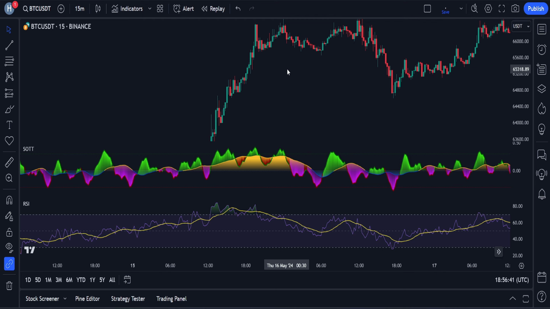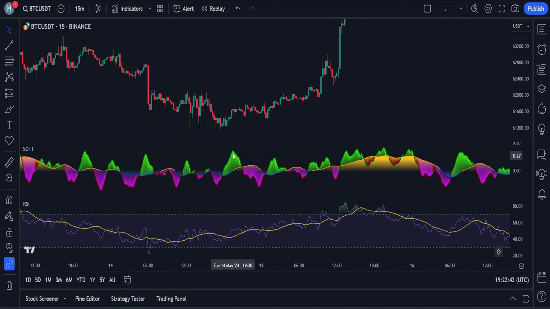For instance, when the SLICE line goes below the center line and becomes pink and shows strong bearish pressure, we check the RSI. And if the RSI line is below the center line, showing greater downside momentum, and it's not oversold, we expect the price to decline further.